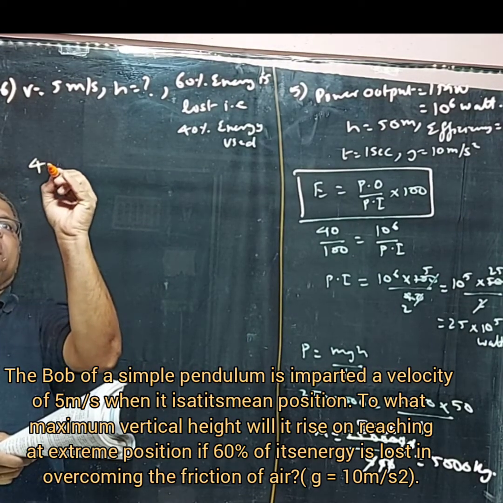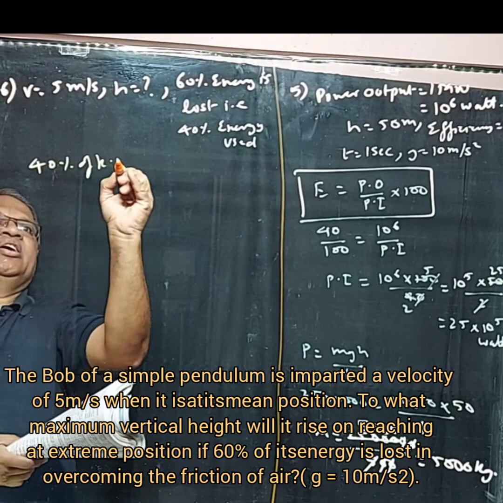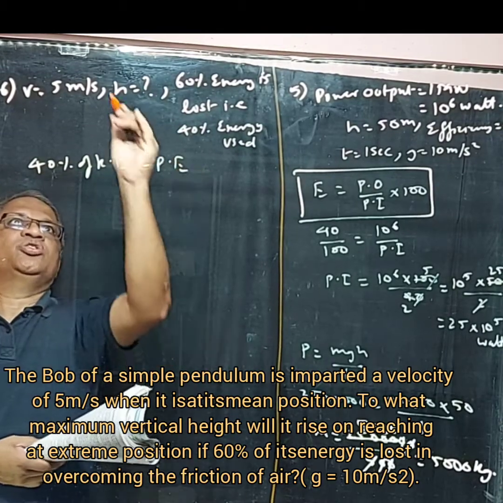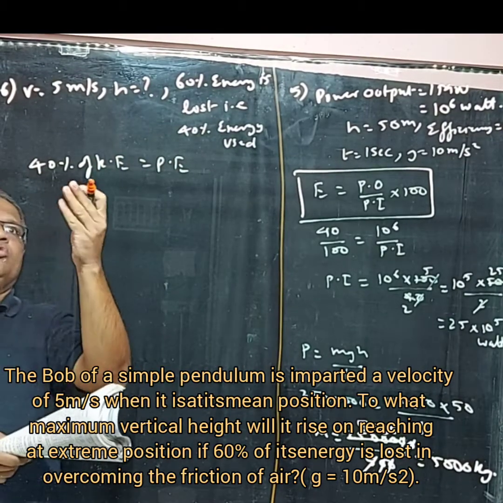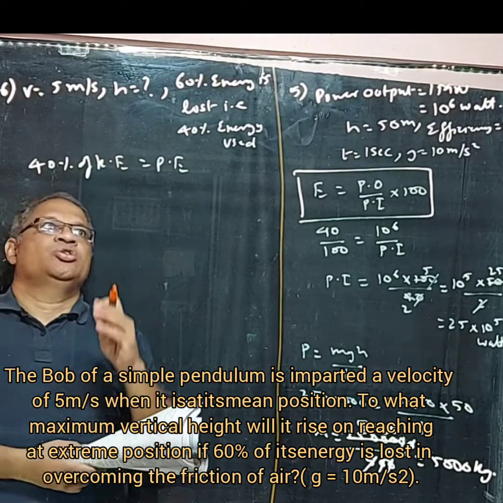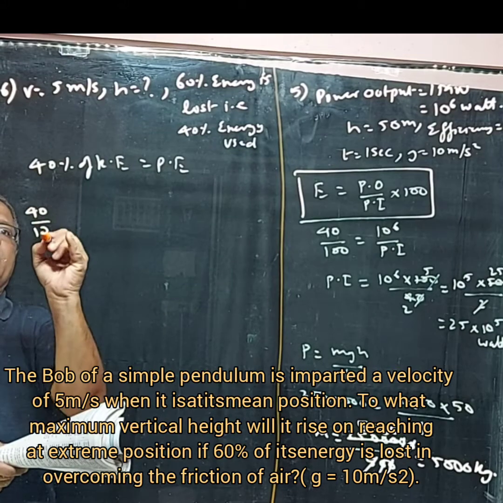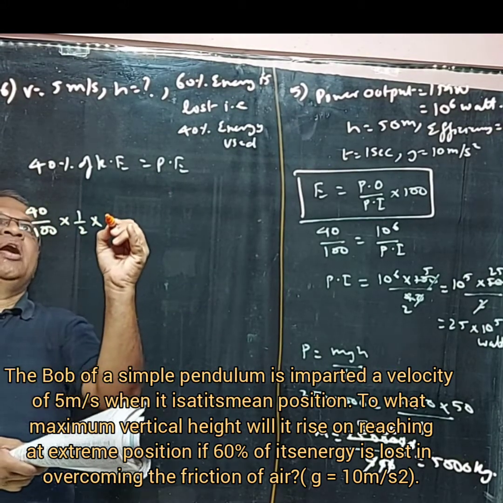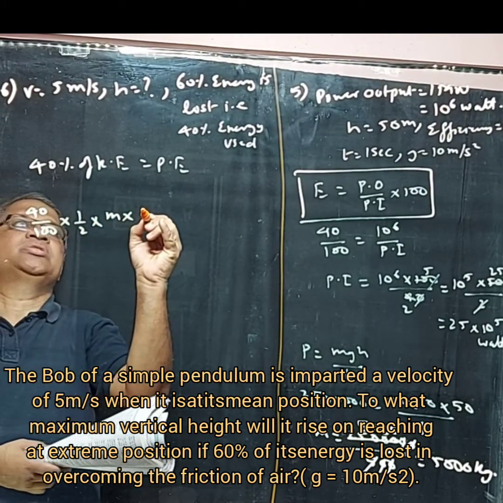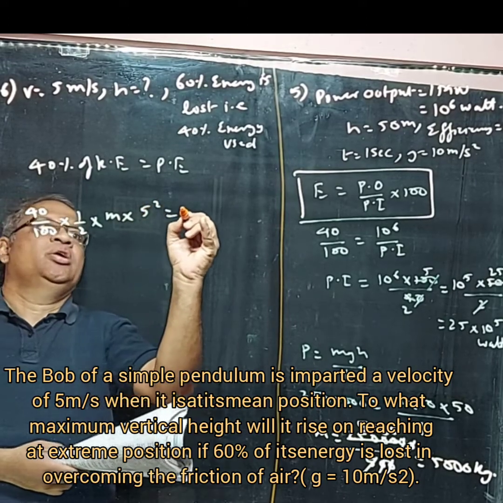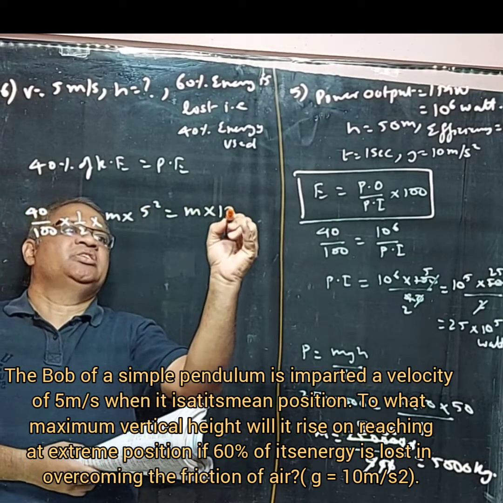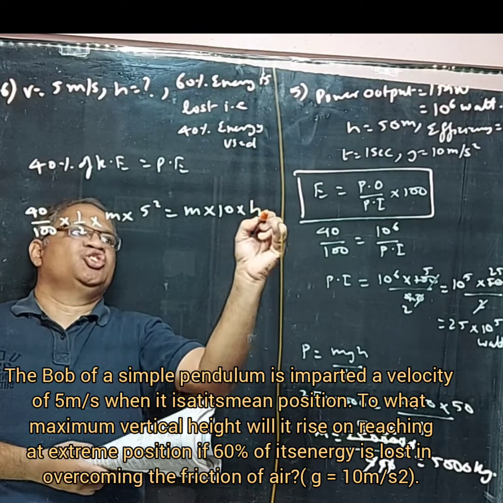So 40% of kinetic energy is equal to potential energy, because velocity is given. So we are using half mv square. 40% of the energy gets converted into potential energy. So 40 upon 100 into half. Mass we don't know. Velocity is v square, so 5 square. Potential energy is mass, gravity is 10, height is h.